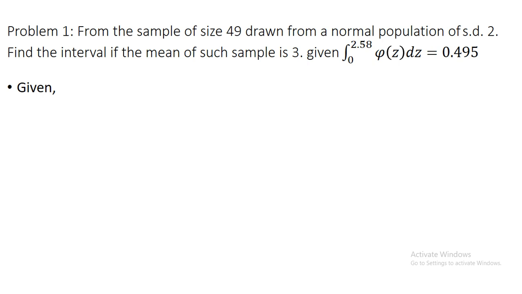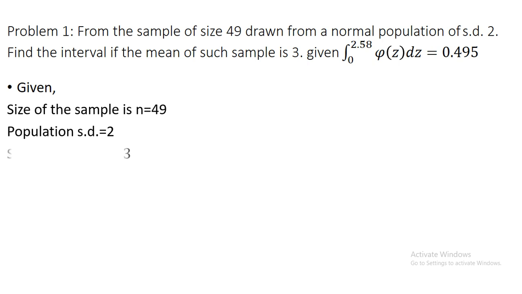From a sample of size 49 drawn from a normal population of standard deviation 2, find the interval if the mean of such sample is 3. It is given. Okay, so from the problem, what is given to you? The sample size is 49, the population standard deviation is 2, and of course the sample mean is 3. Let us assume that the population mean is m.